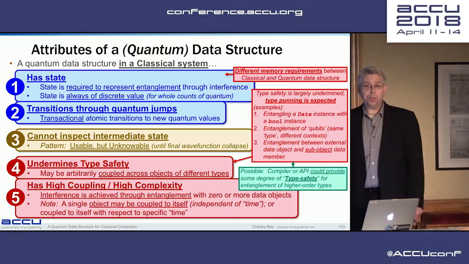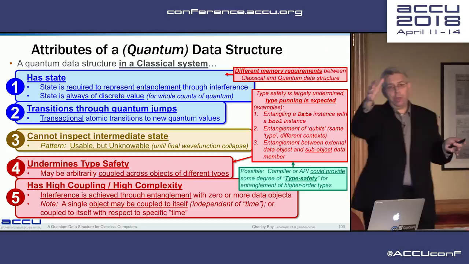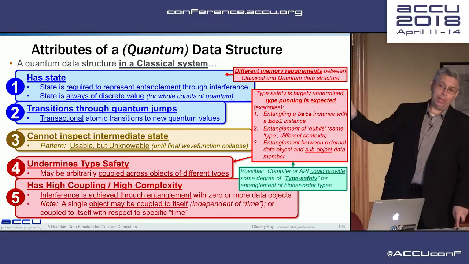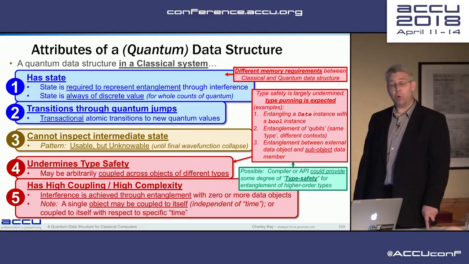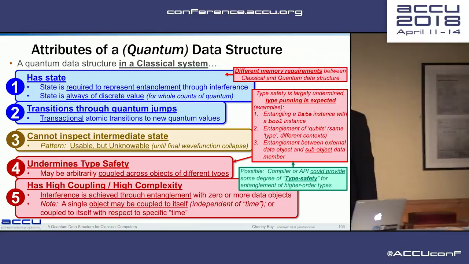These are transactionally atomic mutations from one value to another value without a transport through intermediate values. You cannot inspect the intermediate state. By observing it, you're triggering a wave function collapse. It's a destructive read, sorry. It does undermine type safety because you can couple any data types you want to any other data types. And I think, I'd only like to couple this with that. No, you know, you're gonna want to couple bools to date. You want to couple date to the chair in the room. You're gonna want to couple all kinds of types, but you know, the quantum universe couples everything anyway.